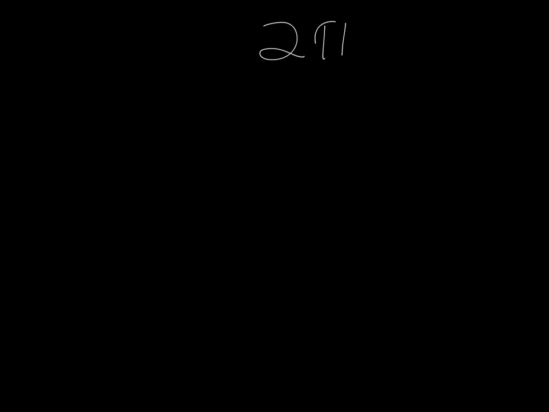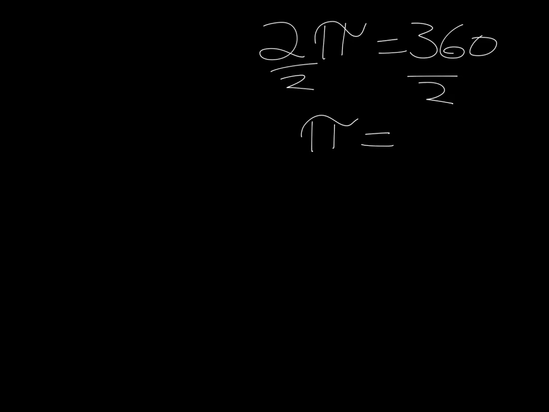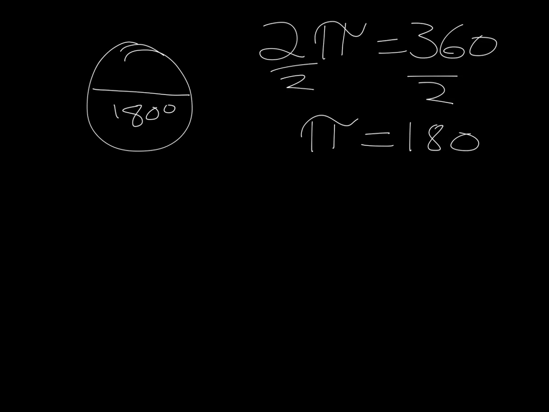So if we know that 2 pi equals 360, we can of course simplify that and divide through by 2. So now we also know that pi is 180 degrees. So if we were looking at our circle, if that was truly a half circle, this part of the circle here would be worth 180 degrees, or we could say it's also worth pi radians. Those have equivalent measures there.